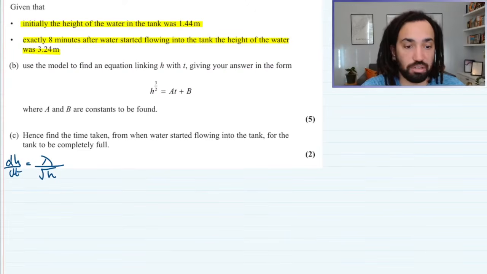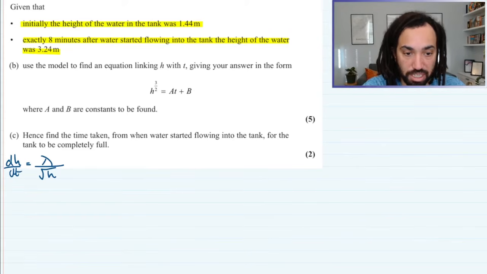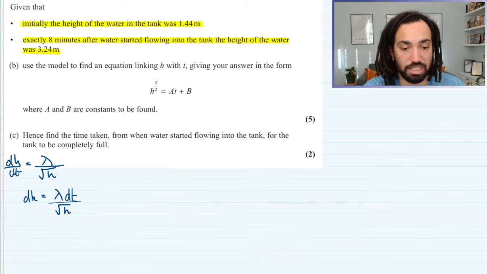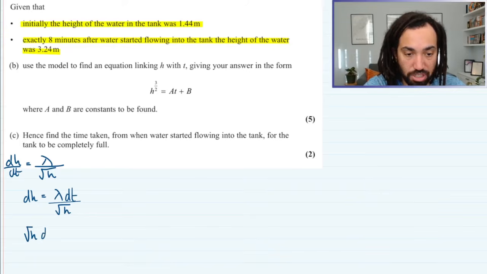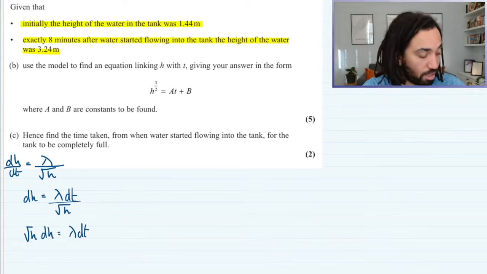So this is what we found from the last part of the question, and we can rewrite this as dh is equal to lambda dt over the square root of h by just multiplying through by dt, and then we can multiply through by root h as well, so we get root h dh is equal to lambda dt.